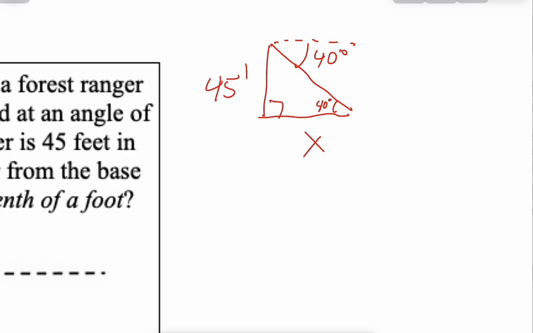Since a triangle's two smaller angles are always going to be complementary, they're always going to add up to 90. You could also make that 50. It doesn't matter which way you approach it.